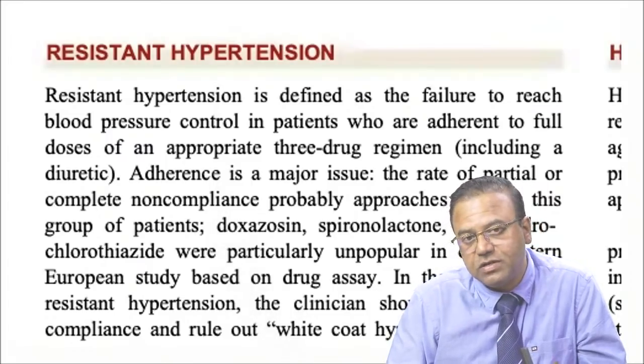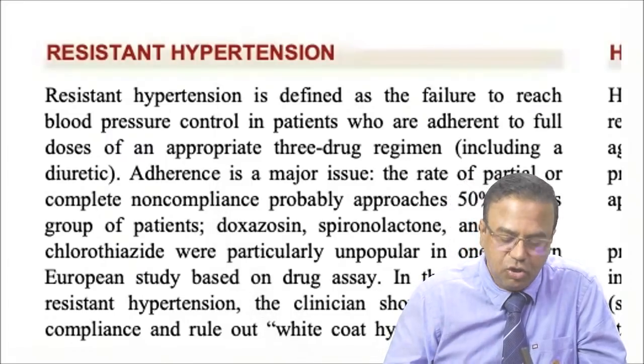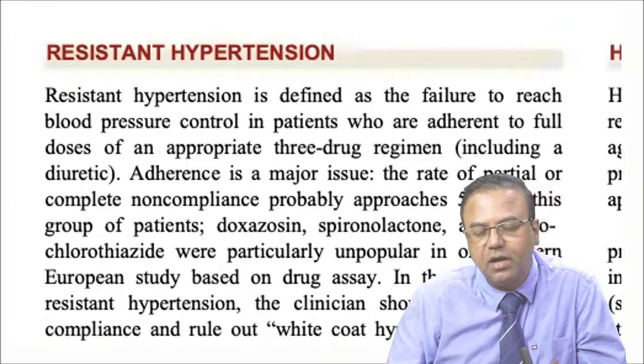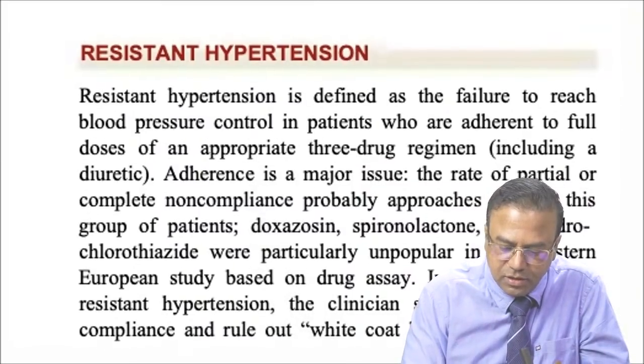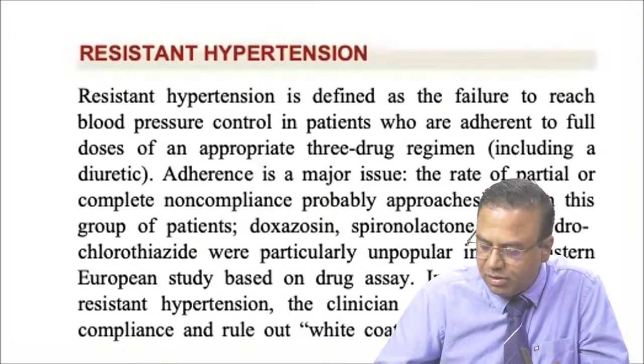Now they have asked the definition of resistant hypertension. Next time they can ask you treatment. You all know the treatment for resistant hypertension is a mineralocorticoid receptor antagonist, that is spironolactone. Spironolactone should be used in patients who have got resistant hypertension. Spironolactone.